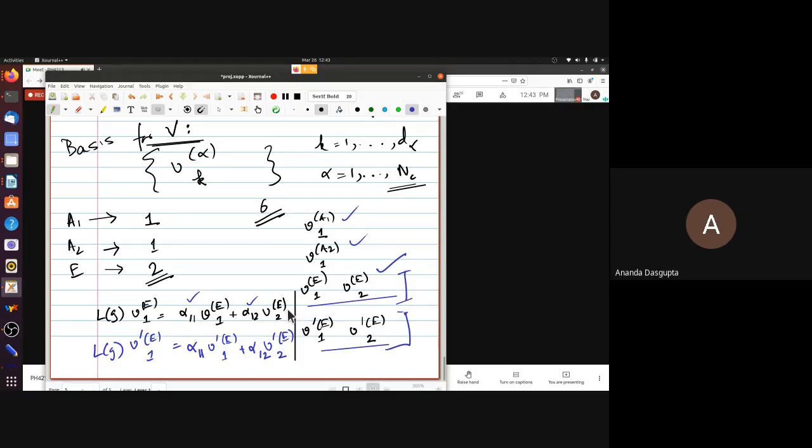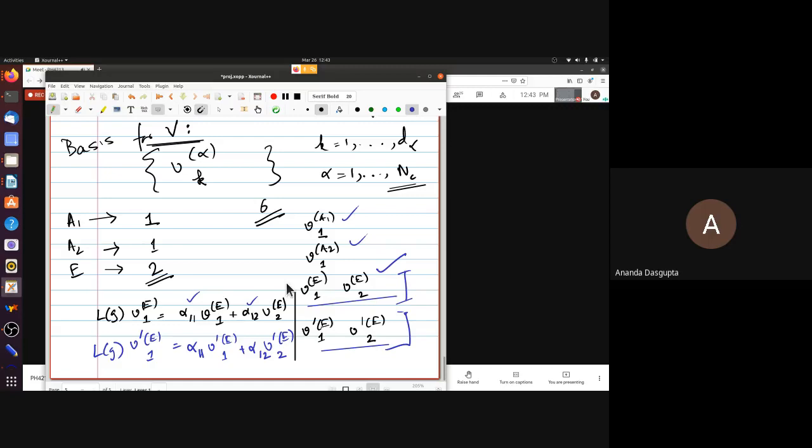LG may be alpha 1,1, alpha 1,2. For LG on G prime, it will be alpha prime 1,1, alpha prime 1,2 here. And those matrices will have to obey the homomorphism condition. Probably, and that is why you have such great restriction. Why do you have only a small number of possibilities? Because the homomorphism requirement puts in a huge amount of restriction on the possible matrices that you can have here.